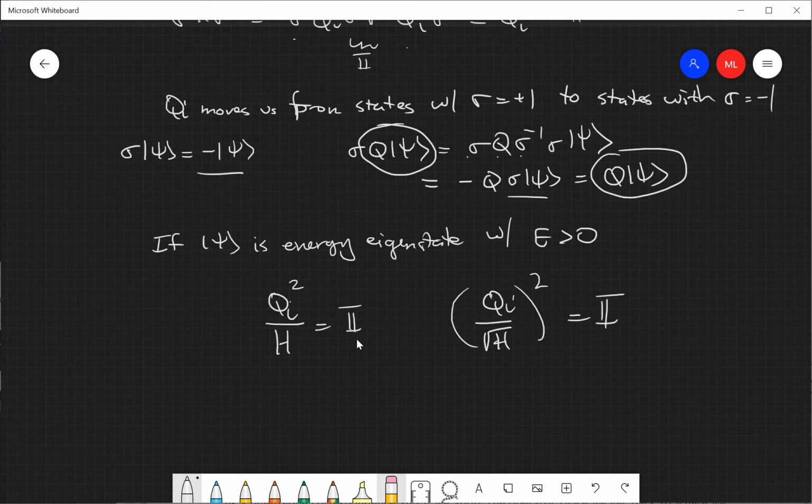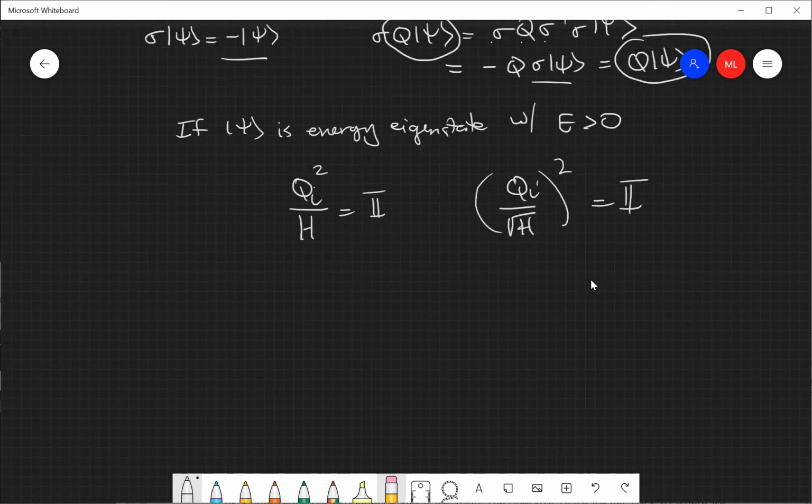But we know that if we act on a state with one kind of parity by these Q_i's, we'll get a state with the other kind of parity. So there will be two different states for each non-zero energy level, corresponding to two different parities, and we can jump between the two kinds using this Q_i over the square root of H. So all the energy levels that are bigger than 0 are going to be doubly degenerate, with different parities.